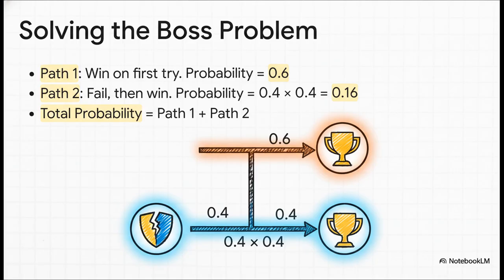Okay, let's put this into action with our boss fight. We want to know the total chance of winning, right? Well, how many ways can we win? 2. Path 1 is the easy one. Win on the very first try. The probability for that is just 0.6. Done. Path 2 is the more dramatic story. You fail first, and then you win on the second try. Since it's an "and" situation, we multiply along that path. So that's 0.4 for the fail times 0.4 for the second try success, which gives us 0.16.